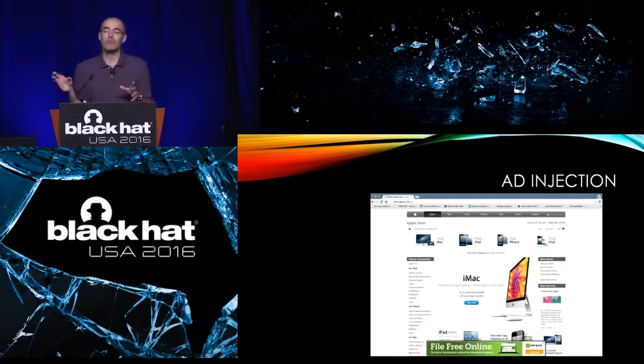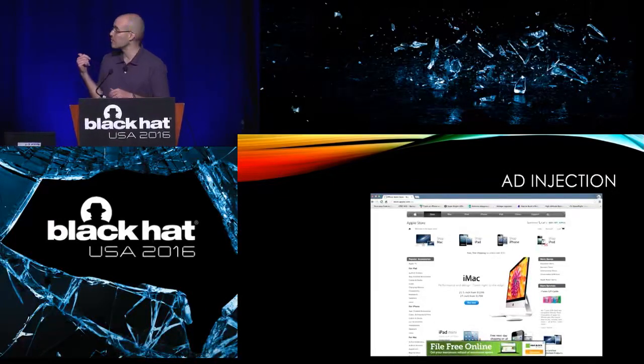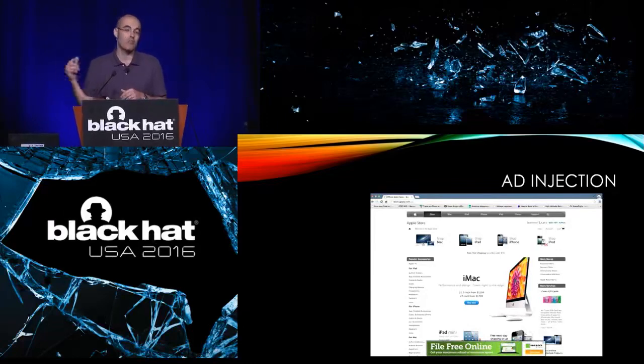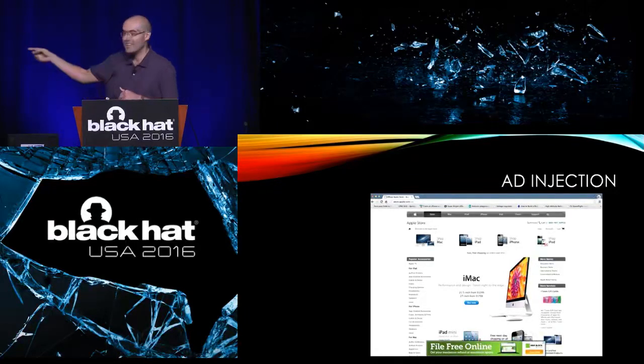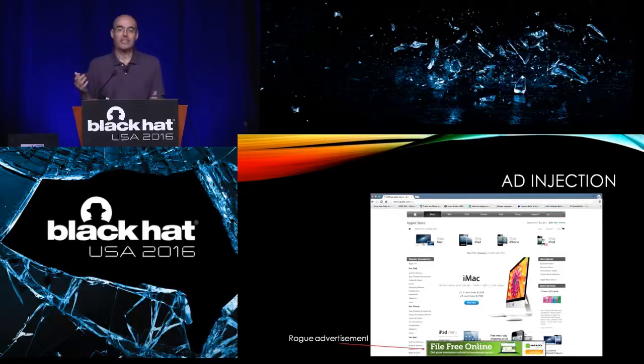So first, let's talk about the ad injection. This is a snapshot of Apple's website taken a few years ago before we did our research. And what's wrong with this picture? The advertisement, yes, of course, the advertisement at the bottom. This is not organic to the web page. This advertisement was injected a few years ago by an American ISP to all its customers. It is called CMA Communications.